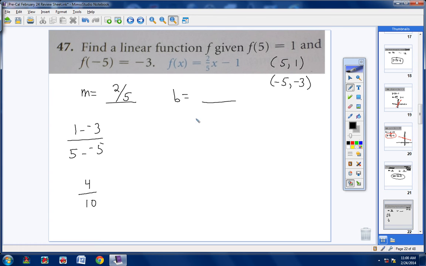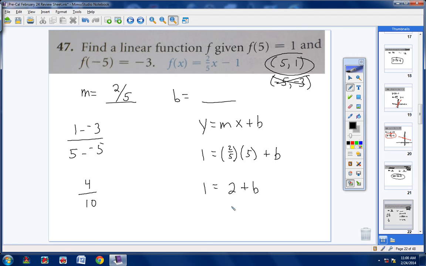Now let's find the y-intercept, b. I'm going to use the point that has no negative signs. I think that's a little easier. So my formula is y equals mx plus b. Where the y is, I will substitute a 1. Where the m is, I will substitute 2/5. Where the x is, I will substitute a 5. And then plus b. 2/5 times 5 is 2. Bring the 2 over and make it a negative 2. Negative 2 plus 1 is negative 1 equals b.